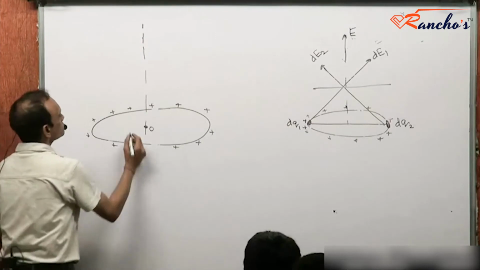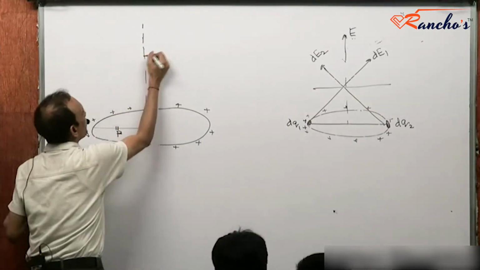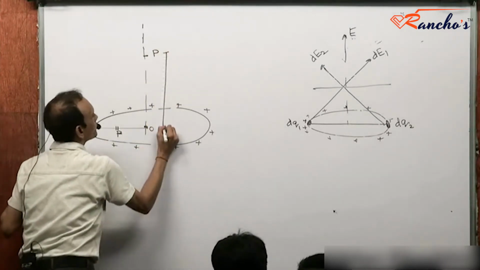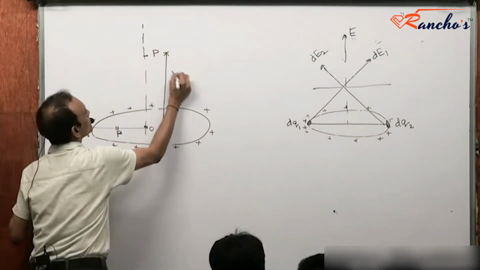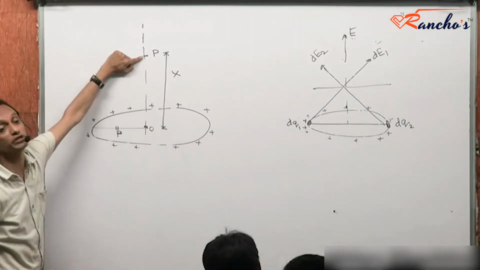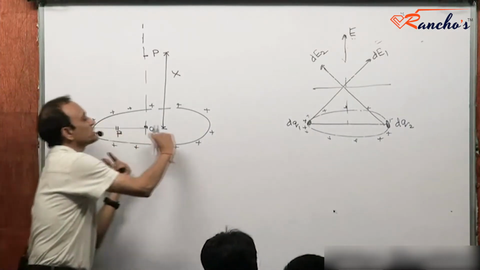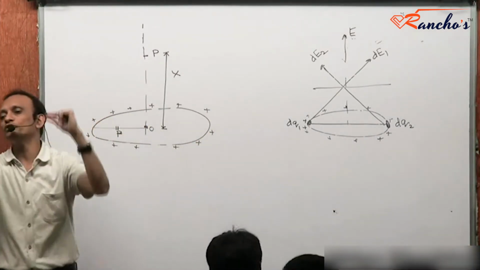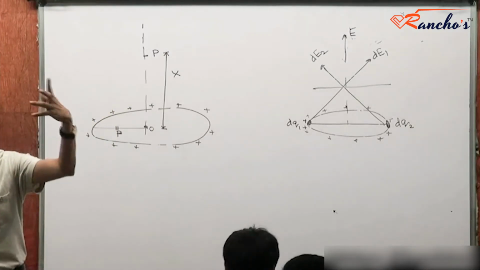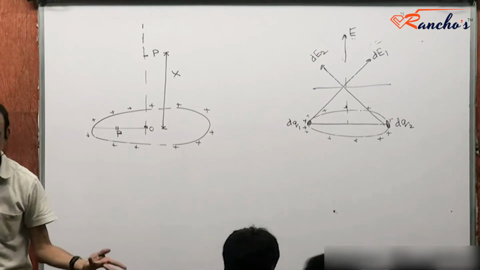Now this is the radius r of the ring. At a point P, distance x from the center along the axis, I want to compute the potential. So all that I need to do is, I will break this ring into several dq's, compute the potential at P because of a sample dq, and sum it up like I sum up scalars. This is all that I will do, right?